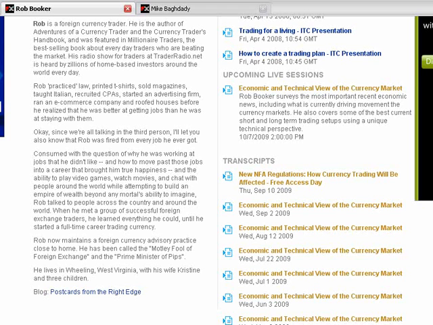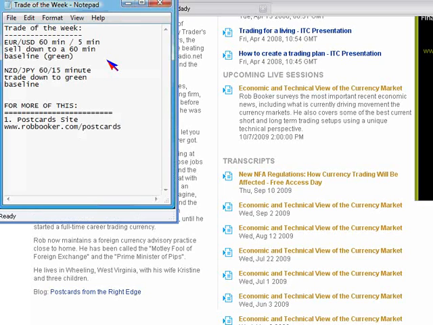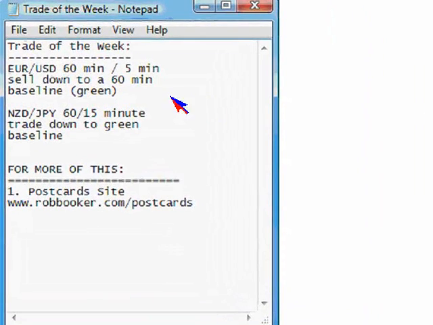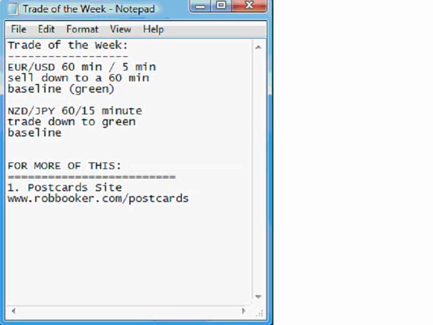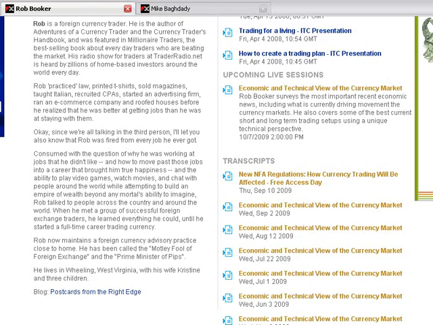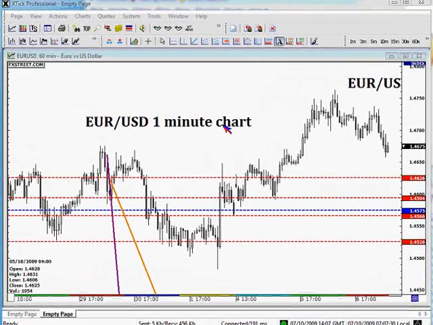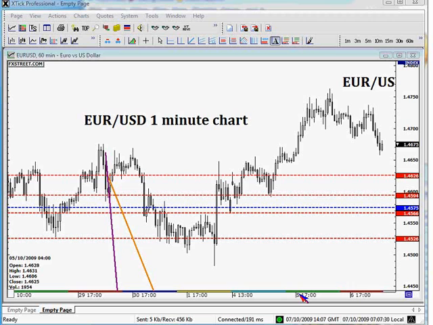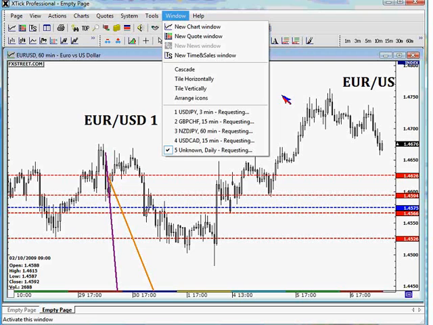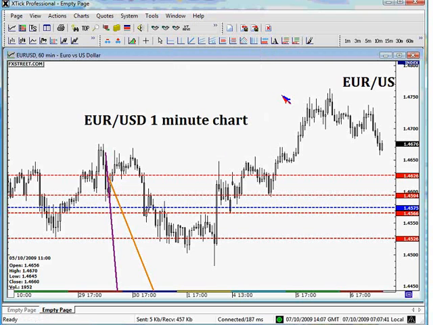I want to go over a couple of things to start us off. Number one, I want to share with you a picture of last week's Trade of the Week information. I'm not really sure this is exactly what we were looking at last week. Let's take a minute and see. You should be able to see my Euro chart right now. It looks like a 60-minute, 5-minute sell down to a green baseline. Yeah, that's an old one. That's actually not the one we looked at last week.